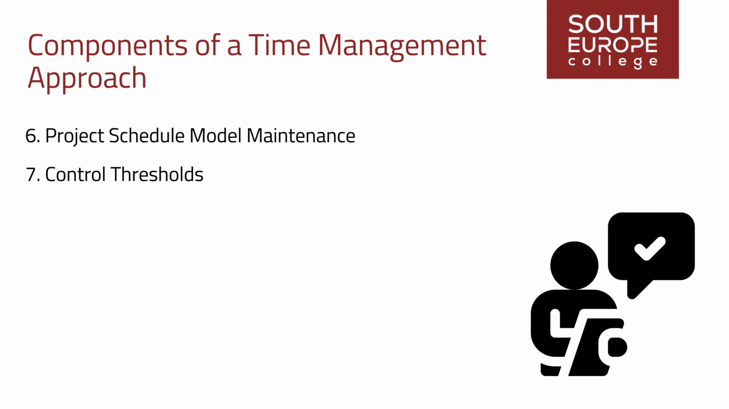7. Control thresholds. Specification of variance thresholds for monitoring schedule performance. These thresholds indicate the acceptable amount of variation before corrective action needs to be taken, typically expressed as percentage deviations from baseline parameters. For example, adding a plus or minus 1 day for activity estimates, highlighting the acceptable ranges for considering an activity to be performed on time.